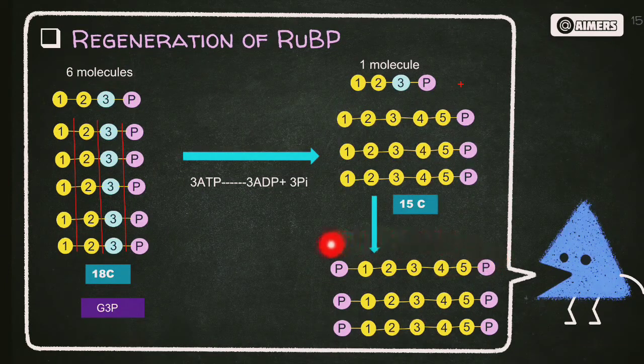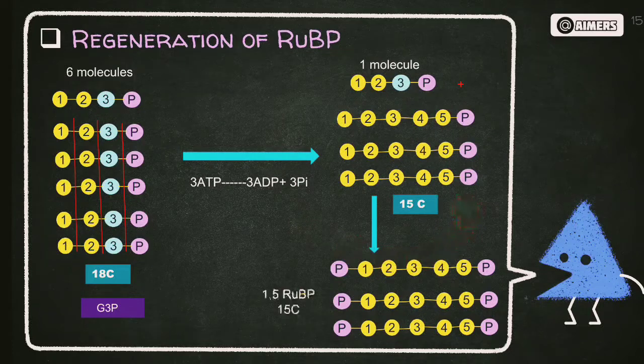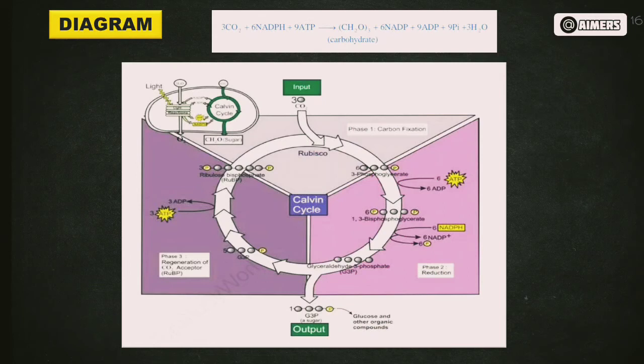So it is the same structure, it is the same carbon dioxide acceptor which we studied in the very first step. So 3 molecules of 1,5-ribulose bisphosphate which were used are now produced. That's why it is a cyclic process. Got it? So it is 1,5-ribulose bisphosphate. It contains 5 carbons. Now this is the diagram which has been mentioned in your book, and this is the diagram which basically you have to learn.